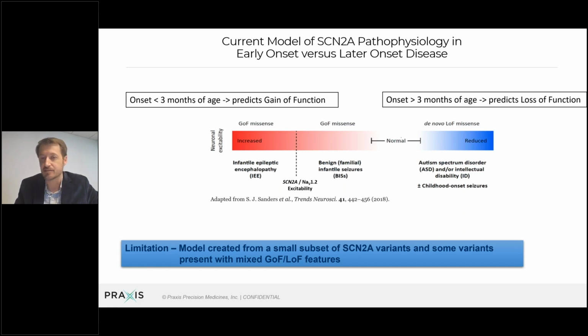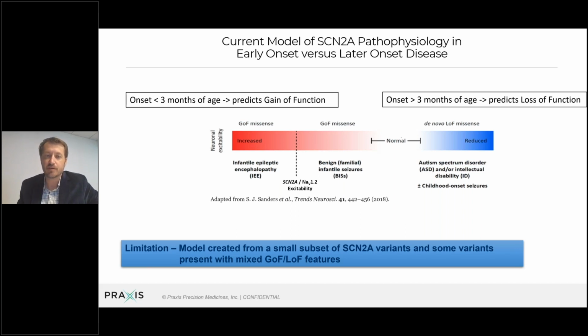There are cases where you do have autism spectrum disorder and intellectual disability that are associated with seizure. So some of this needs to be further worked out. We need to characterize more variants, and that work is ongoing and should be hitting the literature soon. But this is the model we're working with.